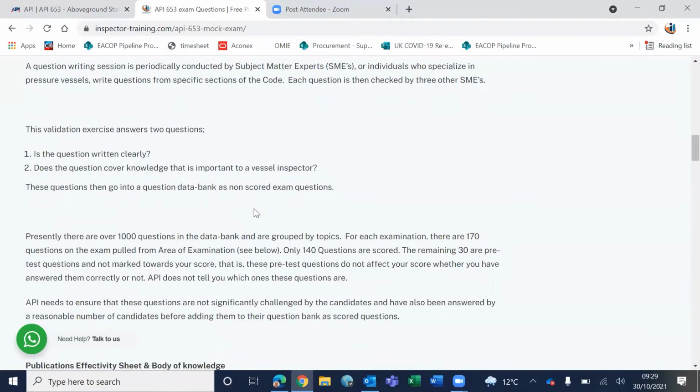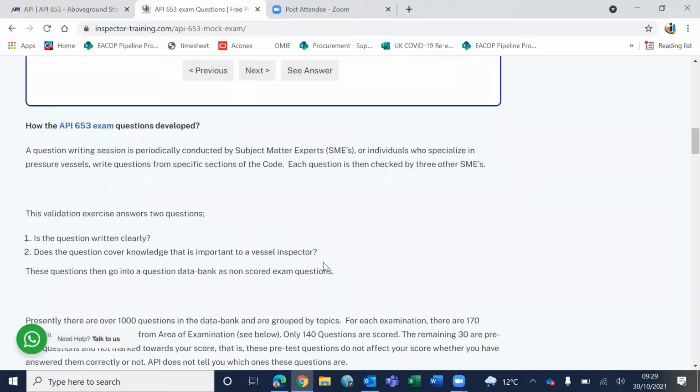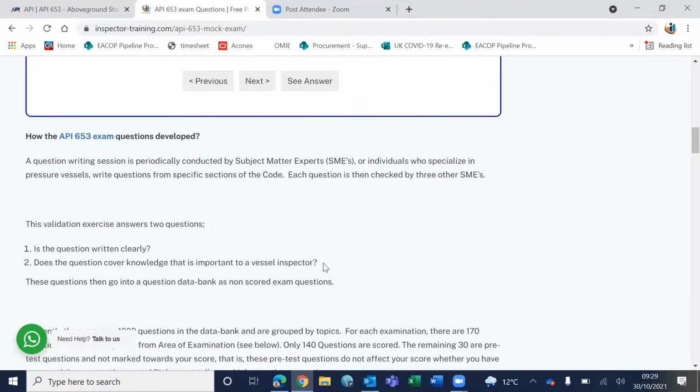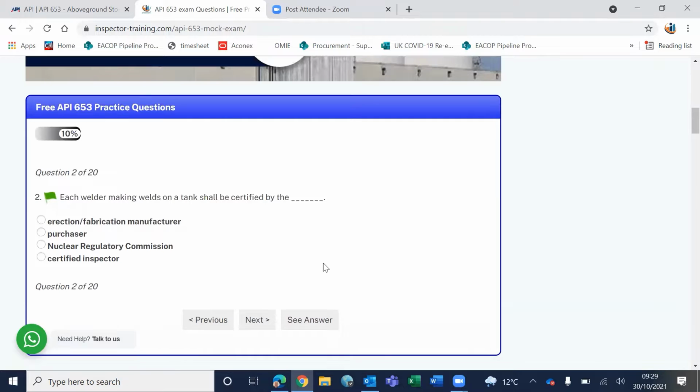Let's see how the questions are designed, so you get an idea. The question is designed by one of the subject matter experts at API, and then it's checked by 3 other experts. So practically, how the publication effectivity sheet is designed or listed is API does a back calculation in the way that they see, okay, what a storage tank inspector needs to know to justify, to do his job, so he can do it. So based on that, they put the publication effectivity sheet.